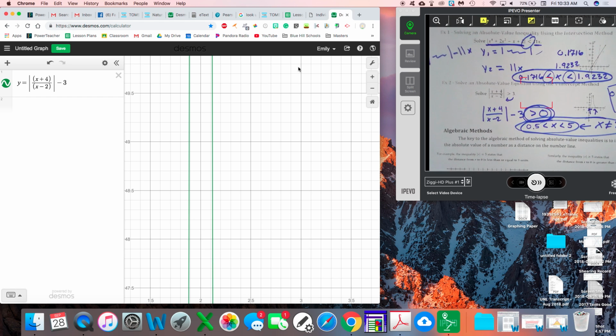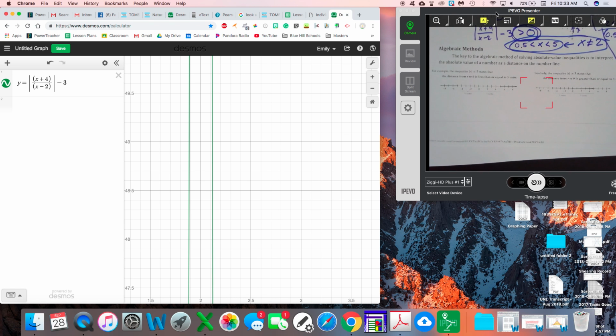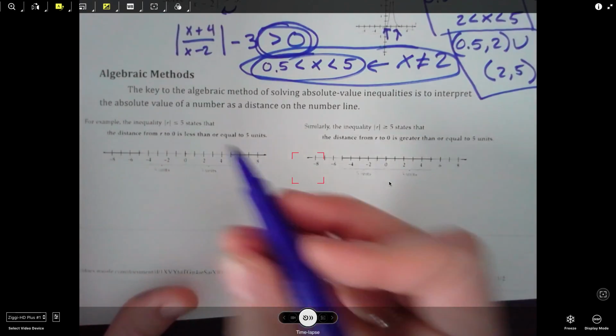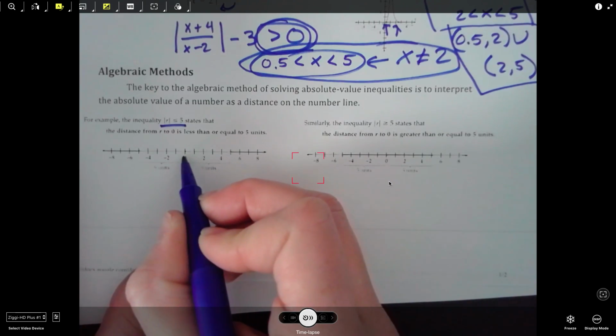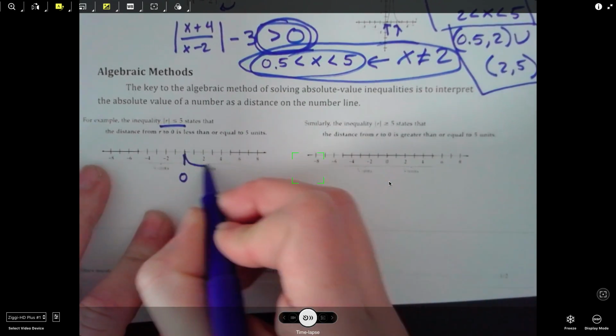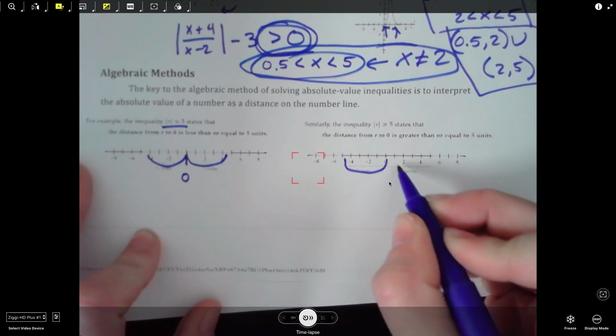Good. Moving on. This bottom part down here is talking about the algebra of absolute values. I'm going to get rid of Desmos because I don't think we need him anymore. Absolute value just means the distance that something is from 0. So if we're talking about 0 and we're doing absolute value of r is less than 5, it's talking about like 5 on either side of 0.